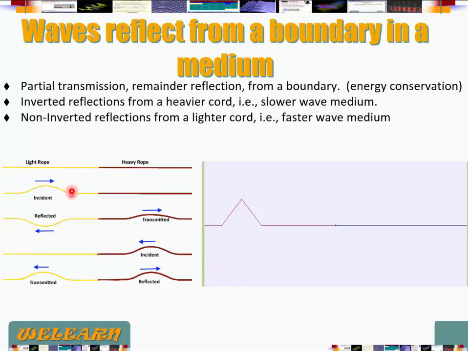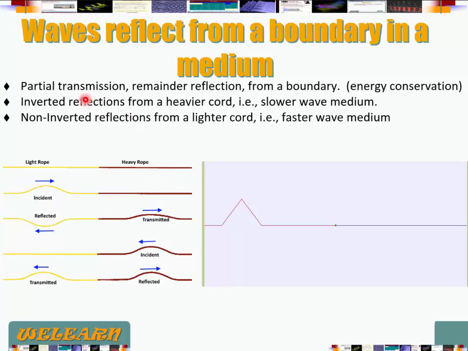The key, though, of what we mean by light rope and heavy rope: the wave moves faster in the light rope than in the heavy rope. The key is not the mass per unit length, the key is the speed of the wave. When the wave moves fast in a medium and meets a medium where it's going to move slower, the reflected wave is going to be inverted.